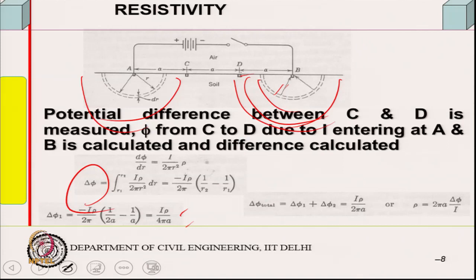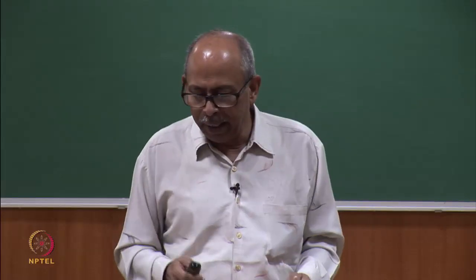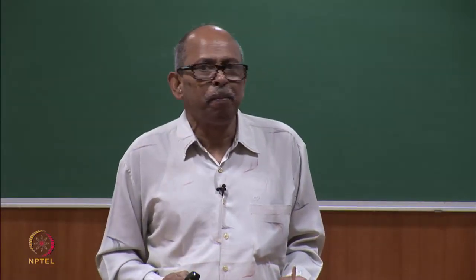The total delta phi because of the two such sources acting will be delta phi 1 plus delta phi 2, which is the potential difference measured between C and D, and it works out to be the formula 2 pi A. I said 2 pi S earlier, but it was a different notation; S is the same as A. Delta phi is nothing but the measured V, so you find rho by V divided by I.